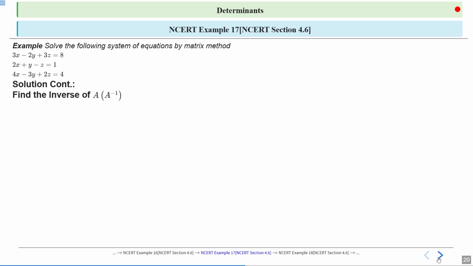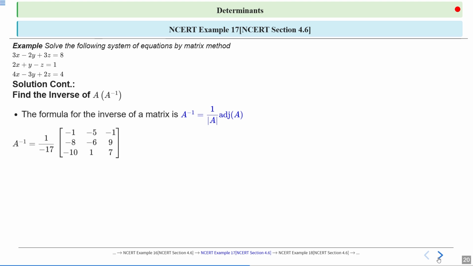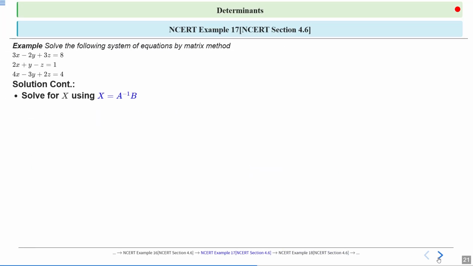Now we can calculate the inverse of A. So A inverse is given by 1 by the determinant of A into the adjoint of A. And we already calculated the adjoint of A and the determinant of A. The determinant of A is minus 17, and the adjoint of A is minus 1, minus 5, minus 1, minus 8, minus 6, 9, minus 10, 1 and 7. So to calculate the inverse of A, at first we find the cofactors, then transpose it to get the adjoint of A, and then by using the formula we get the inverse of A. Now we have the value of the inverse of A.